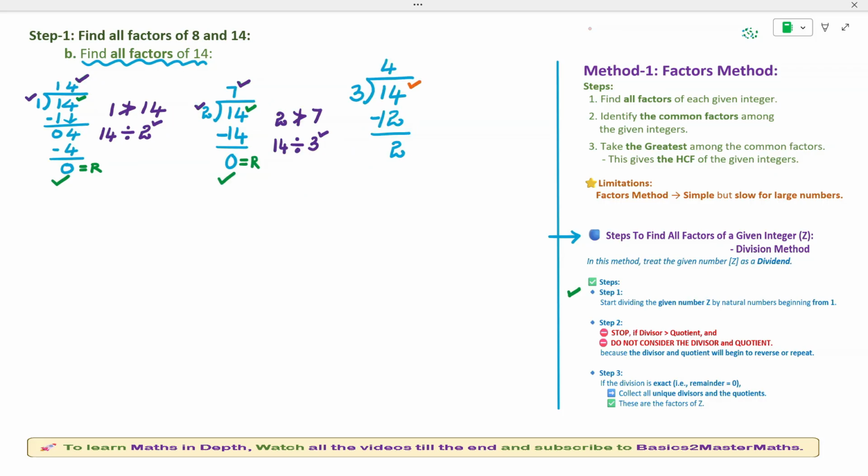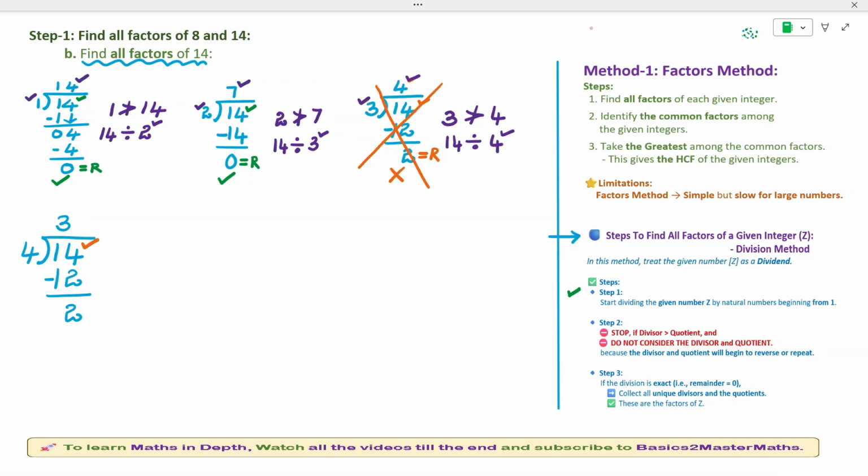When we divide 14 by 3, we get 4 as the quotient and 2 as the remainder. So, this division is not exact. Therefore, please do not consider this step. In this case, the divisor 3 is not greater than the quotient 4. So, divide 14 by the next natural number 4.